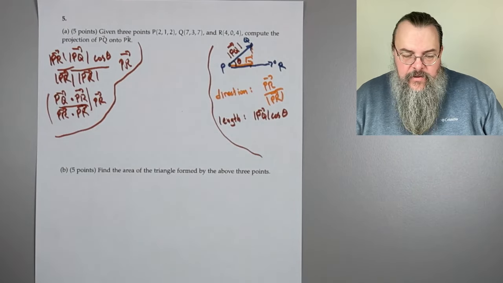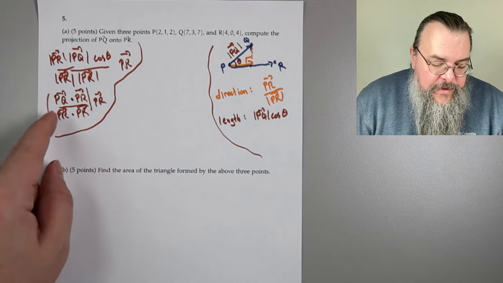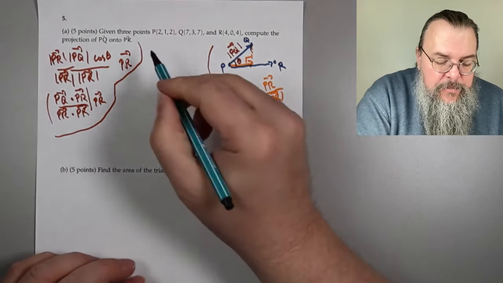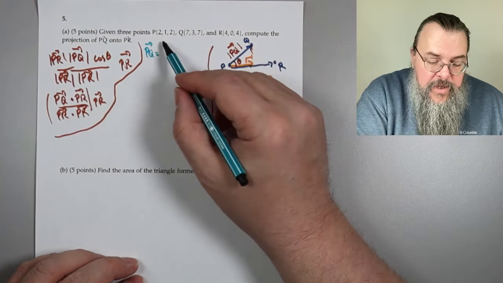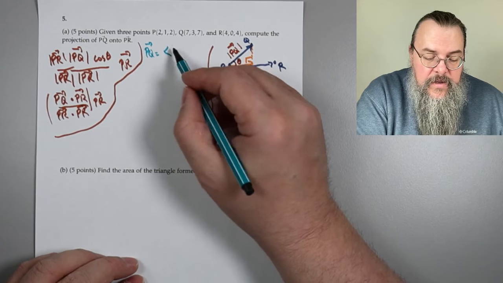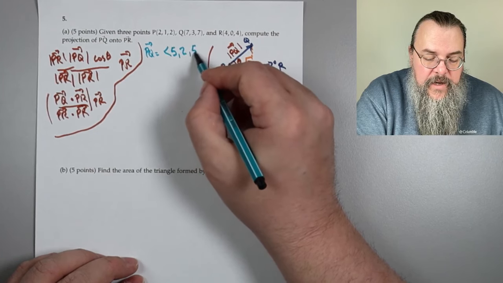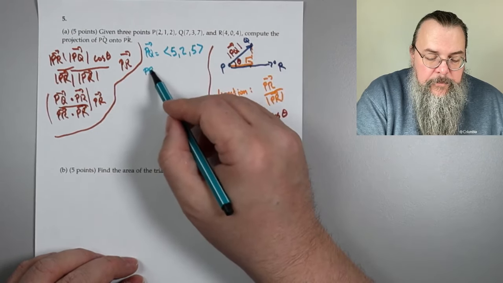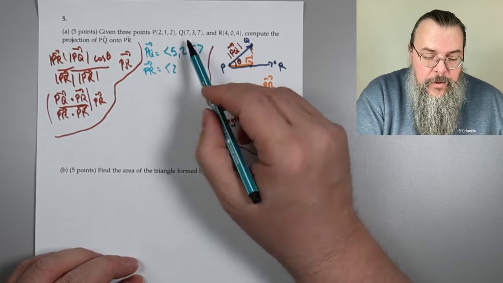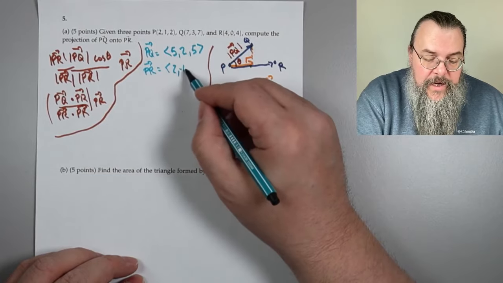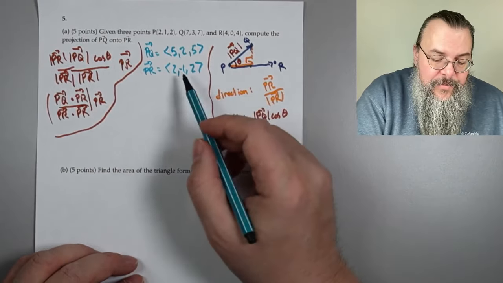Okay, so here we go. First off, we'll find our vectors PQ and PR. So PQ: we start at P, we end at Q, we take the differences. 2 to 7, up by 5. 1 to 3, up by 2. 2 to 7, up by 5. PR: okay, 2 to 4, up by 2. 1 to 0, down by 1, minus 1. 2 to 4, up by 2. So, 5, 2, 5 and 2, minus 1, 2.